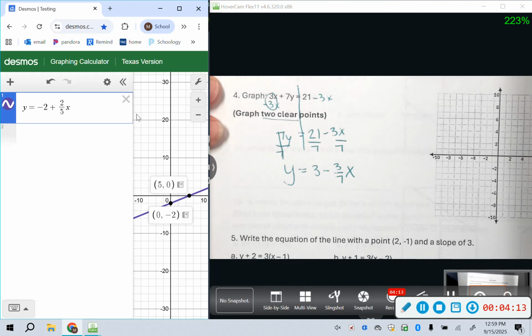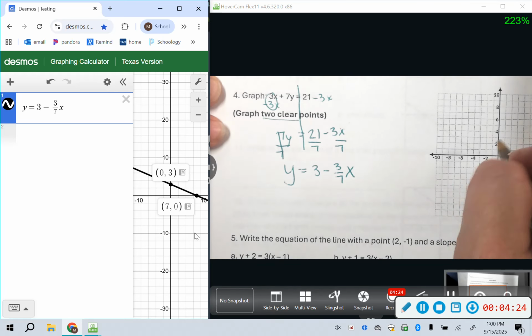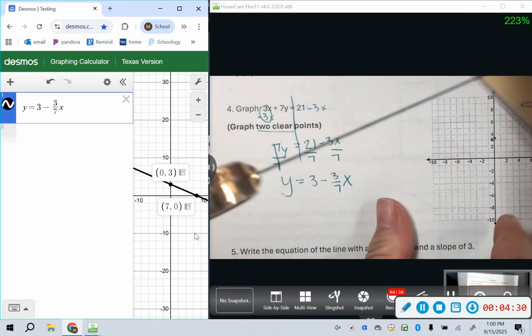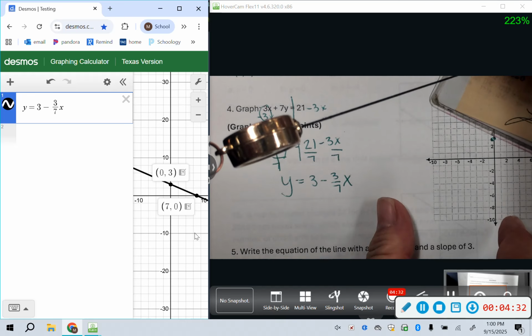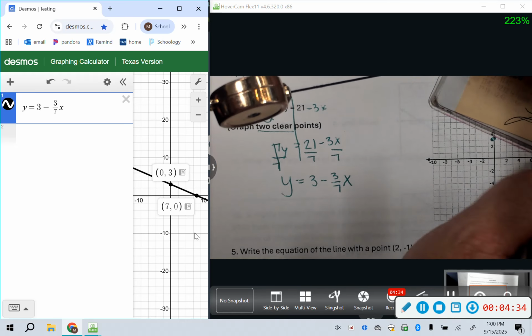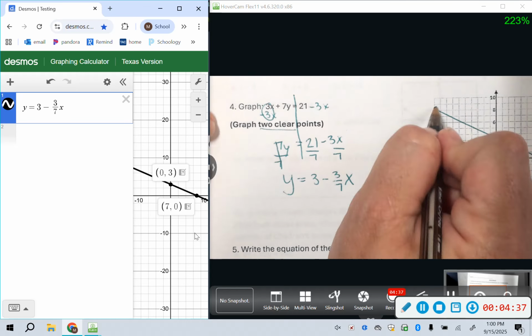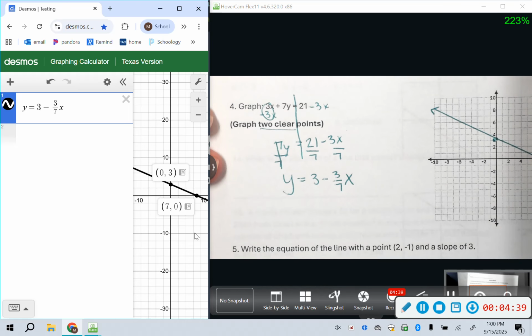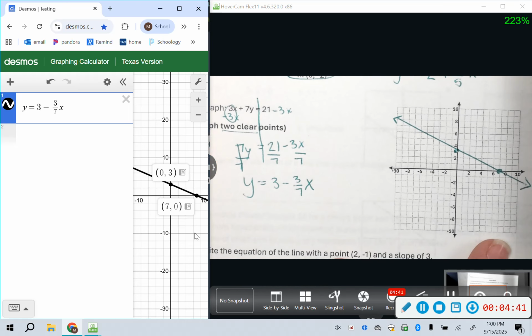And we're going to type it in just like we did the last one. Y equals 3 minus 3 over 7x. And I'm going to just click on my intercepts. And if they're both pretty, I can plot those 2 points. So I have 3 and I have 7. And it said 2 clear points. And we're going to use our ID badge. And we're going to draw the line. You have to draw the line.